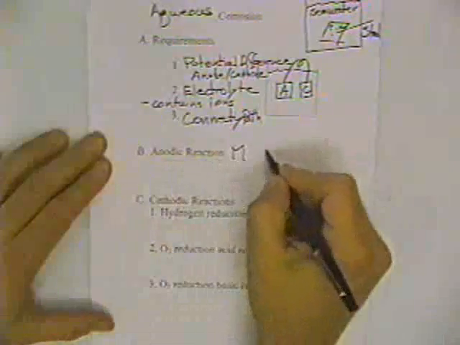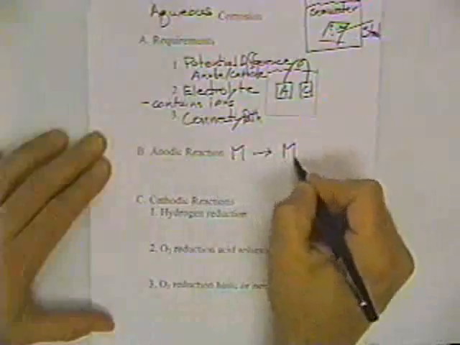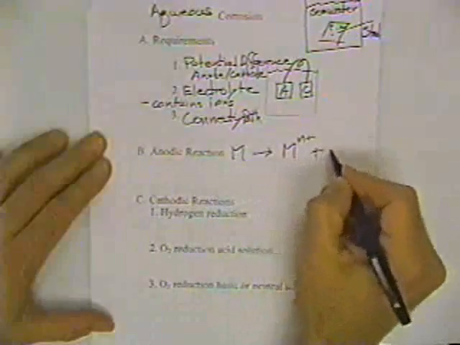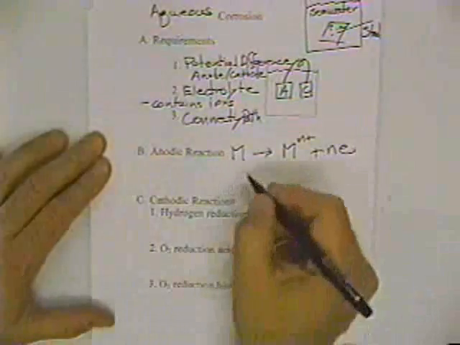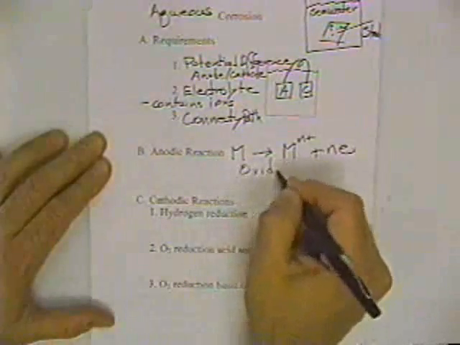Now, there are both anodic and cathodic reactions. The anodic reactions are really easy. There's only one reaction that you have to learn, and that reaction is the oxidation reaction. So if we have some metal and it goes to some metal with a particular valence, we're going to get that many electrons. This reaction is called oxidation.